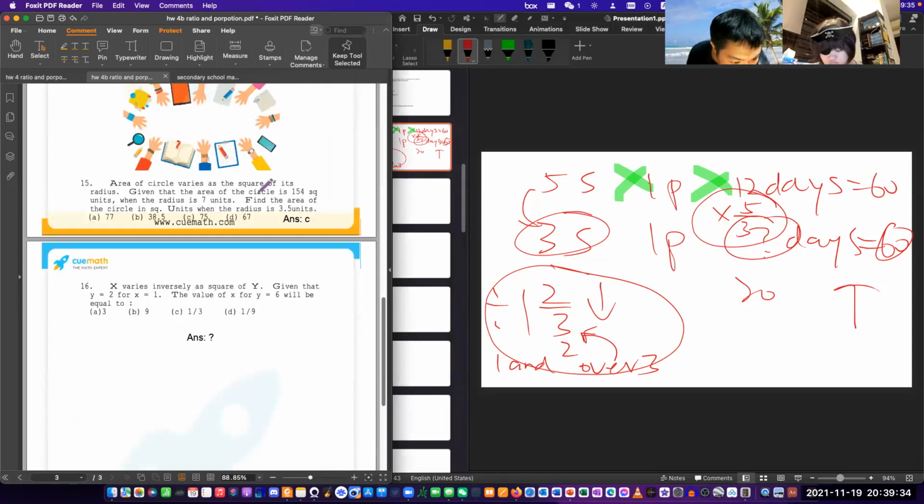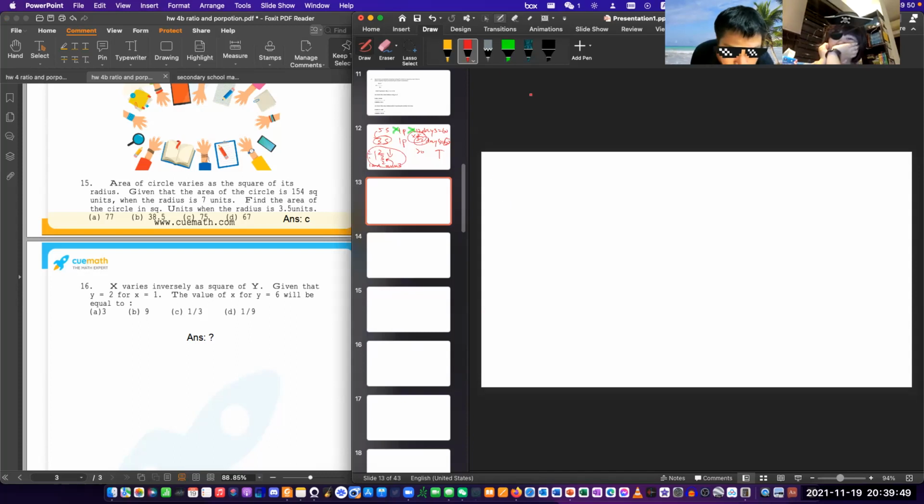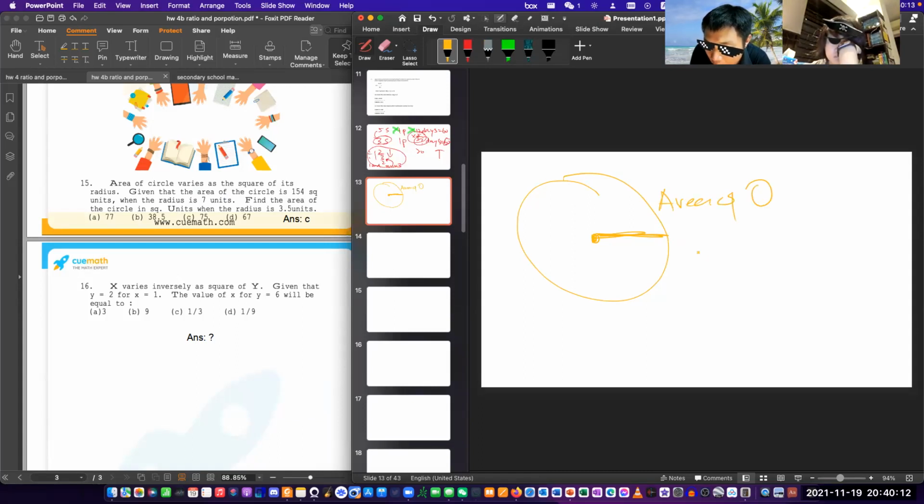All right, the area of a circle varies as the square of its radius. Given that the area of the circle is this when the radius is 7, find the radius. Oh, okay, good. So the area of a circle varies. Do you know the meaning of varies? If this is the circle, and the radius is this, what is the formula for the area of a circle? Area of circle is equal to pi r square, right?